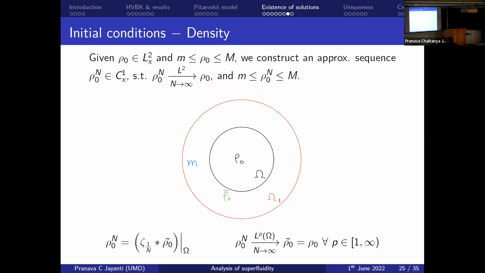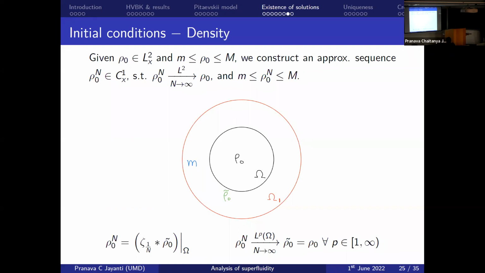Finally, the last element is the initial conditions on the density. And here we use a modifier to come up with a sequence of initial densities that are smooth and converge onto the initial density in L2 as n goes to infinity. And it's also bounded by the same lower and upper bounds.